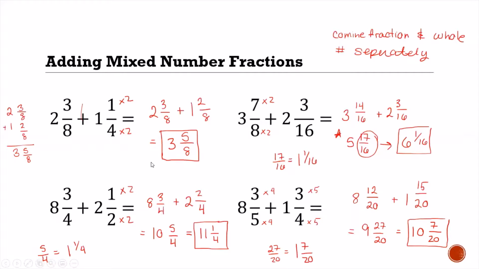So that's as complicated as it gets for adding mixed number fractions. Find the common denominator. If you get an improper fraction in the middle, you have to combine the improper fraction with the whole number part, turning everything into a mixed number that doesn't have improper fractions.